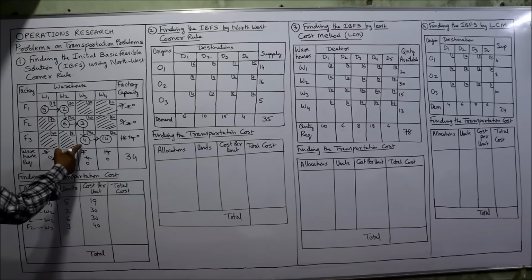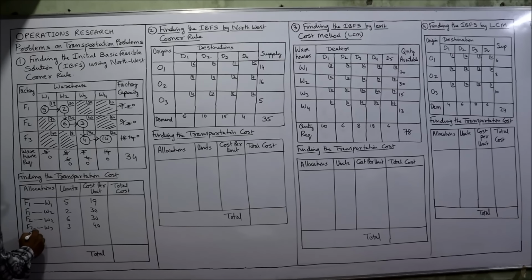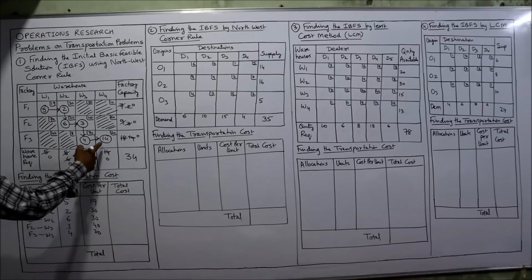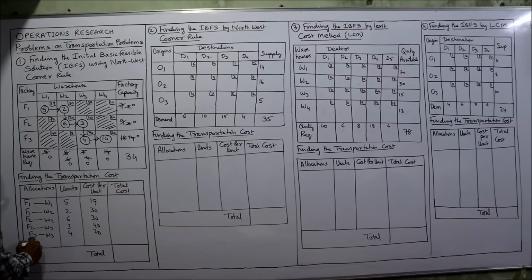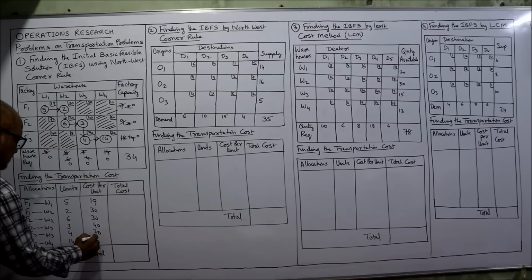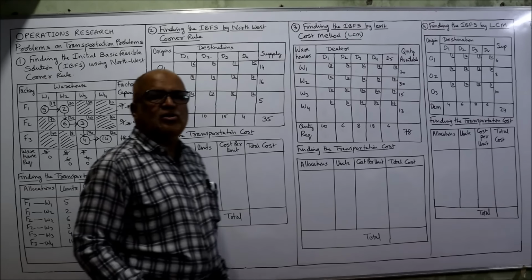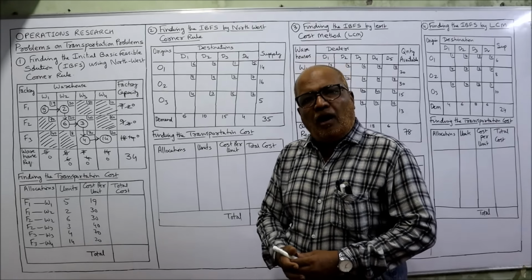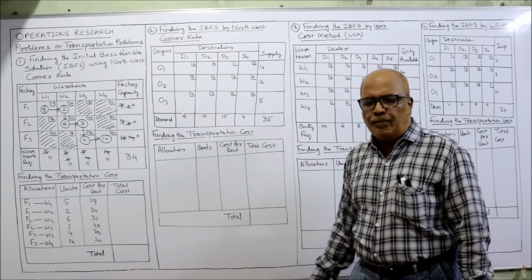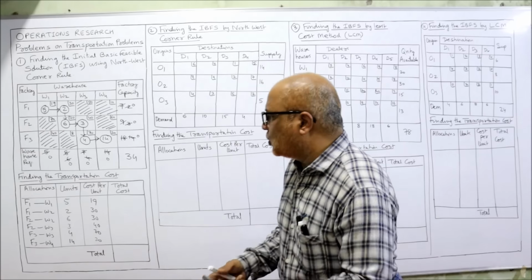Then F3W3. How much? 4 units, 70 rupees. Last one, F3W4. How many units? 14 units, 20 rupees. That's all. So I have taken all the allocations, units and per unit. Now we have to find out the total cost.